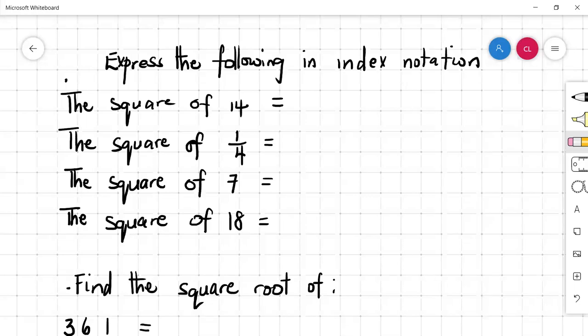All right, guys. We're going to be looking at square root and continuing this little section on squares and square root.